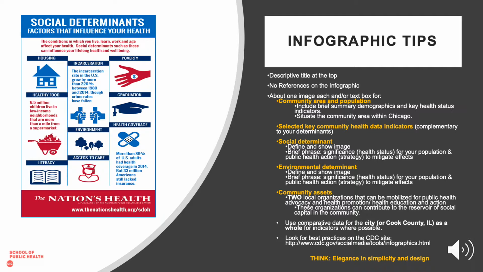Finally, include an additional image and text box for the community assets that we were talking about earlier that you identify for your target community. Focus on 2 local organizations that can be mobilized for public health advocacy and health promotion. These organizations can contribute to the reservoir of social capital in the community, as we were mentioning. These local assets that you'll identify are to be considered as potential partners, but not exclusive partners. Please use just one image and or text box for each of these topics.